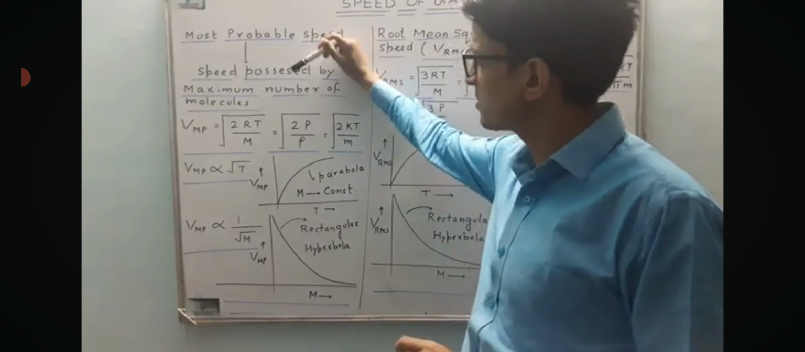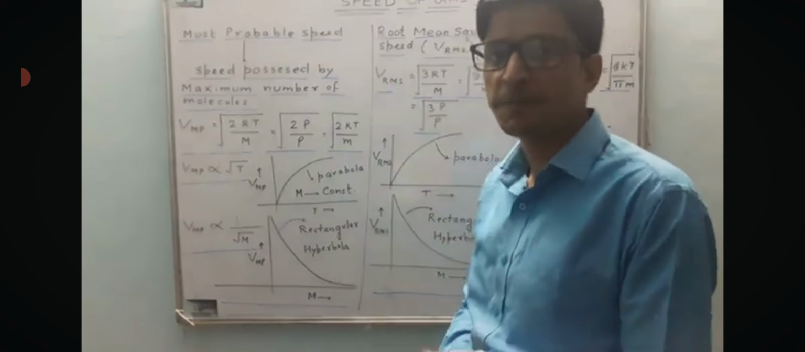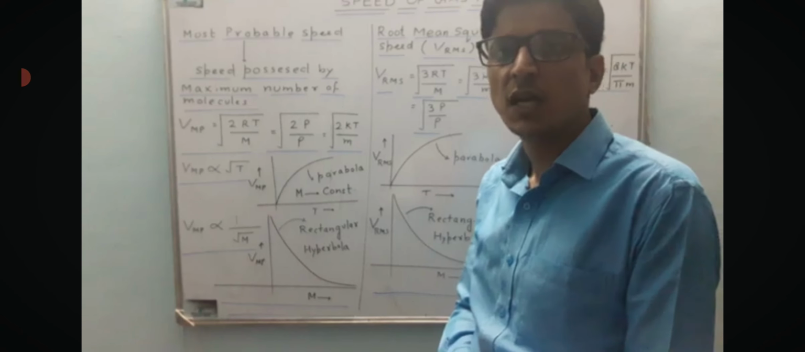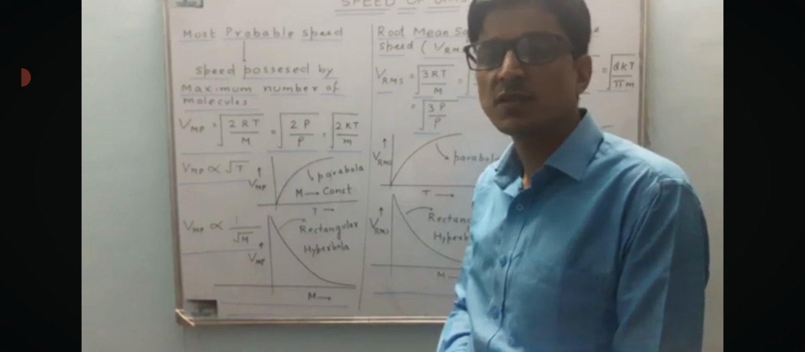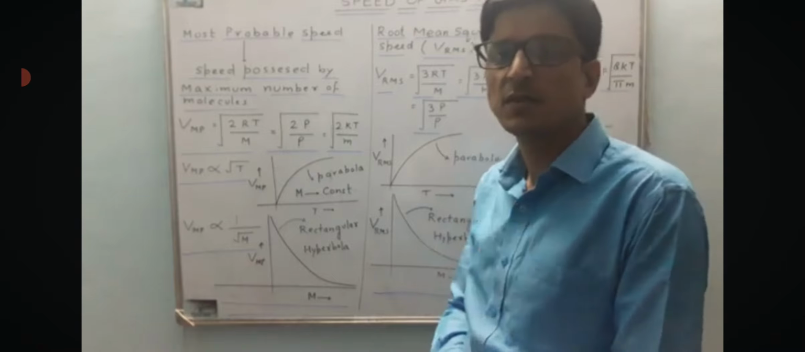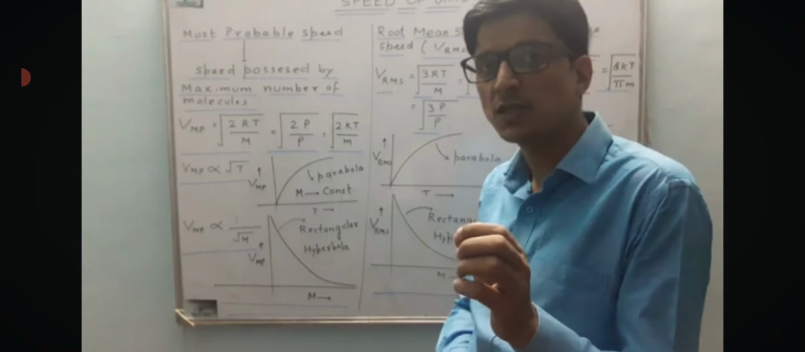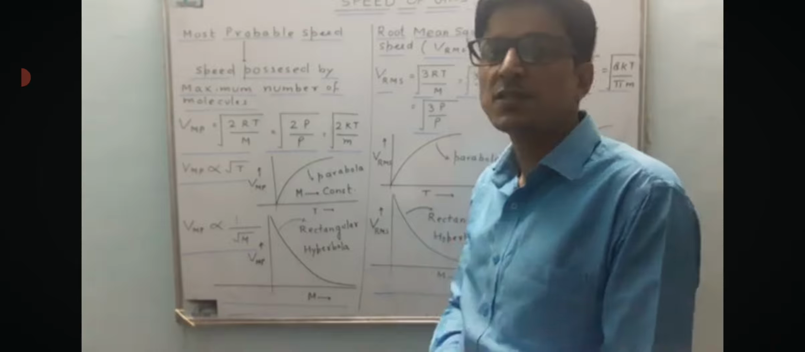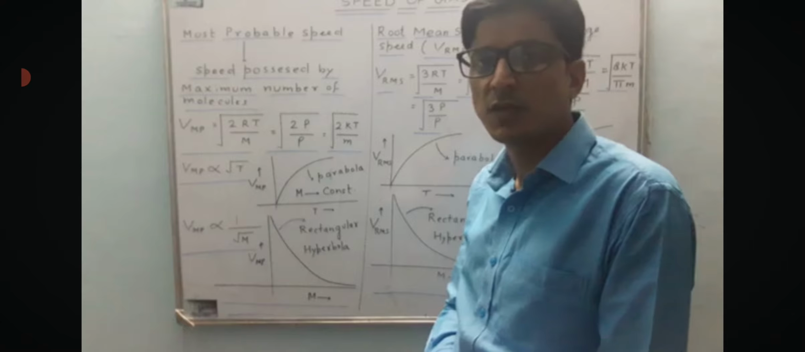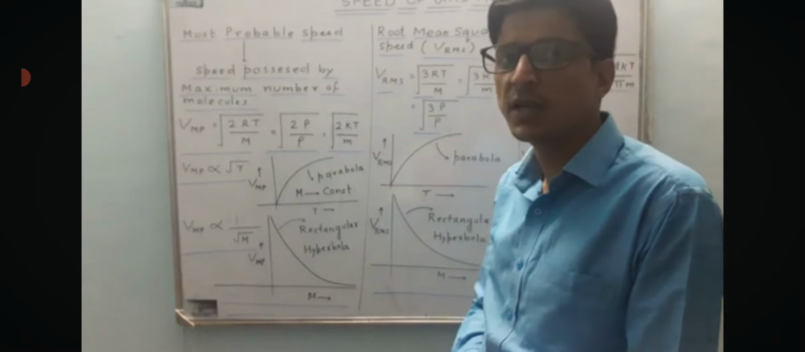This is the speed possessed by the maximum number of molecules. Suppose there are 100 molecules and out of which 60 molecules possess some speed. So the speed which is possessed by the maximum number of molecules is the most probable speed.